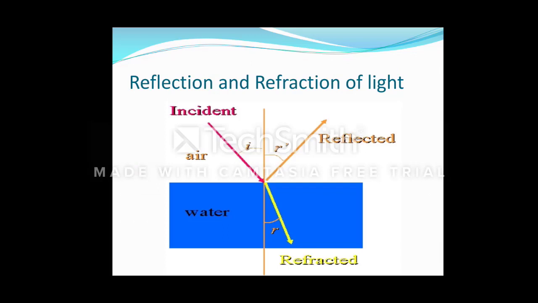So what is reflection? Just guess it. As you can see in the diagram, a ray of light is traveling from air to water. If the ray of light is incident on the water surface and is reflected back into the air, that is reflection of light. And if the ray of light travels from air into water, that is refraction. So when a ray of light is incident on a medium and is reflected into the same medium, it is reflection. And when a ray of light travels from one transparent medium to another transparent medium, it is refracted.